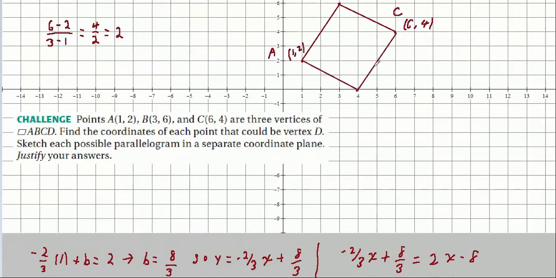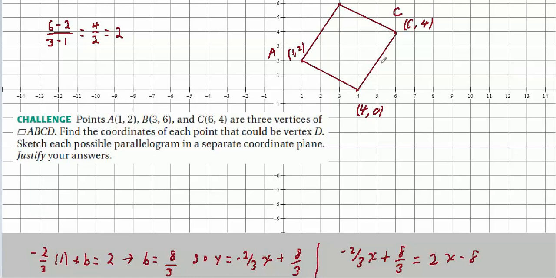And if I draw my segment from here to (4, 0) and here to (4, 0), well, it certainly looks like a parallelogram to me. We could double check, but I don't think there's any reason to. I'm willing to believe this is a parallelogram and that this is the correct point.